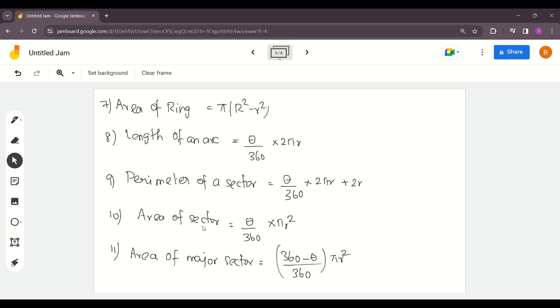And area of a sector: normally, sector means they refer to the minor sector. Major sector, they will specifically mention. So area of a sector, minor sector, is equal to theta by 360 into pi r square. And area of major sector is, either you can do 1 minus theta by 360 into pi r square, or by taking the LCM you can do 360 minus theta whole divided by 360 into pi r square. In any case, you get the correct answer. So it is nothing but 360 minus theta whole divided by 360 into pi r square.